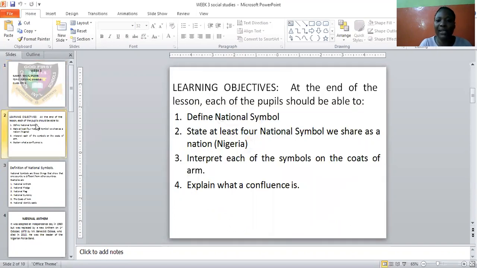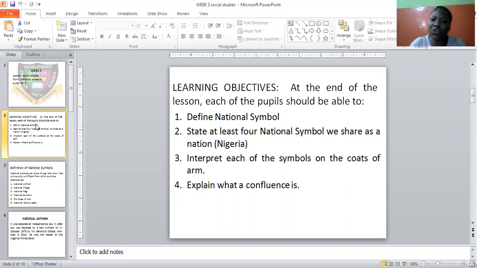At the end of the lesson, each of the pupils should be able to define national symbol, state at least 4 national symbols we share as a nation, interpret each of the symbols on the coat of arms, and explain what a confluence is. Before we continue, let's do a recap of what we learned in our last topic.